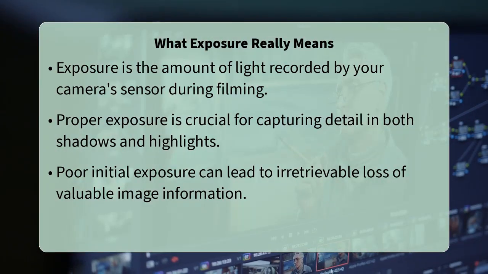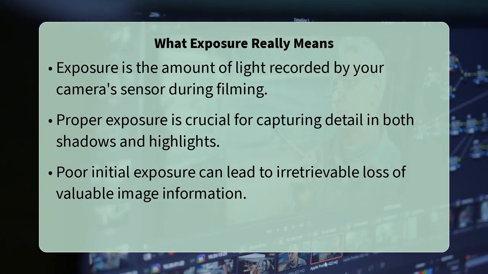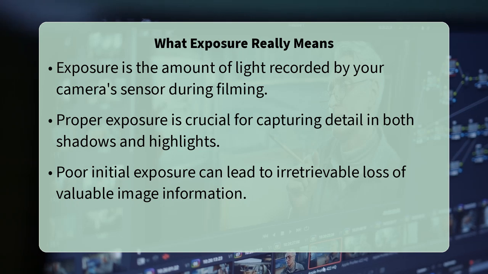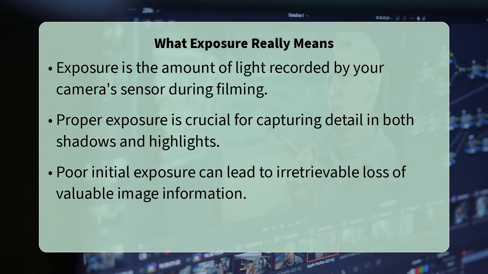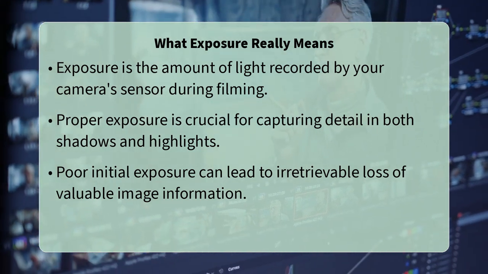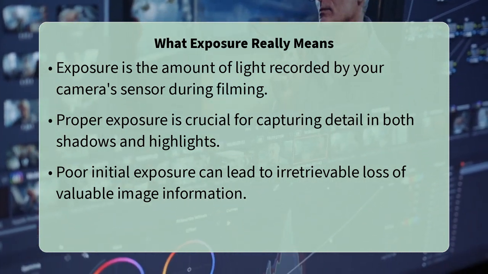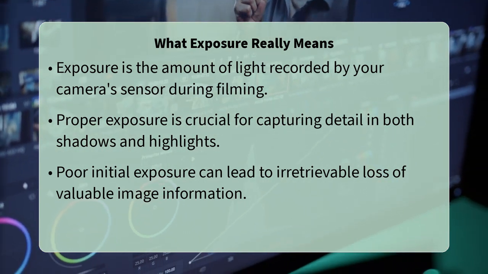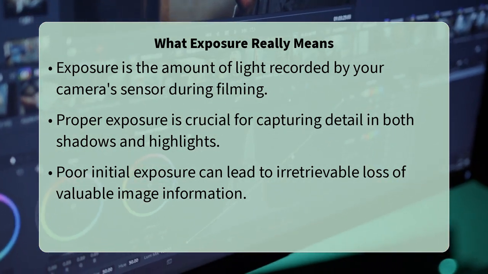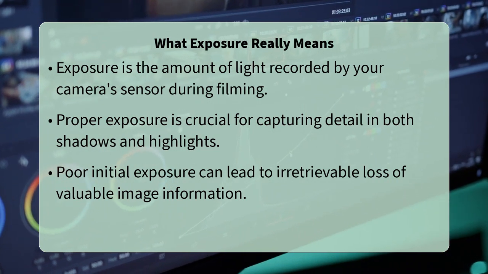Exposure refers to the actual amount of light that the camera sensor captured when the video was recorded. It is fundamentally about how much light reached the sensor. If your exposure is off during filming, your footage might have permanently lost detail in the darkest shadows or the brightest highlights, making it very difficult to recover later in editing.